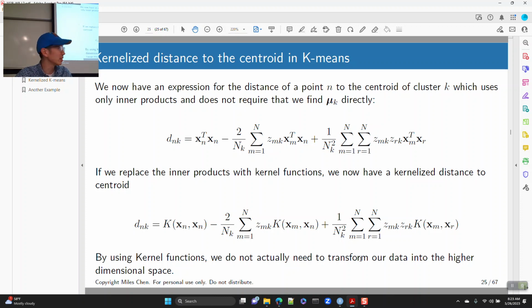And then we have all of these vectors of zeros and ones that say, this point belongs to cluster K, yes or no, 0 or 1. And so we can get the distances from point N to the centroid of cluster K without actually needing to calculate the centroid of cluster K.